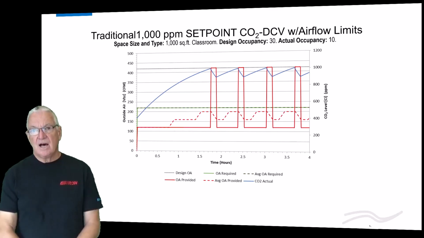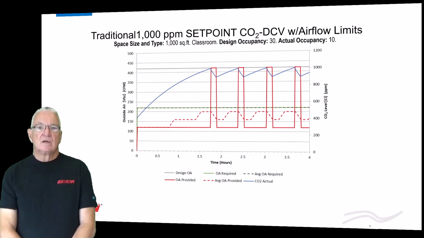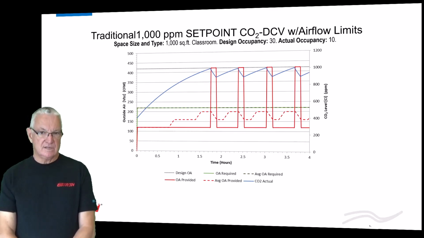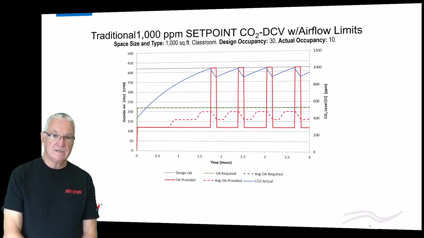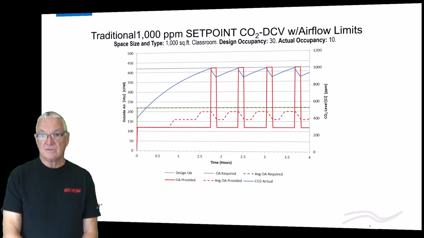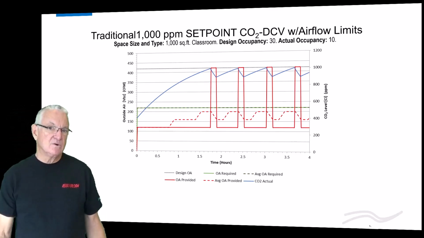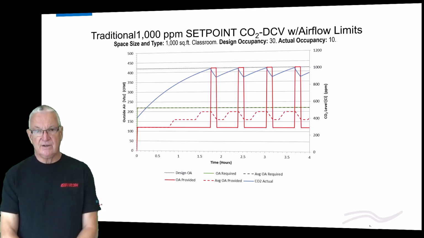But where the problem lies is on these spaces where you're bringing in less than the design occupancy. So here's that same classroom that only has 10 students in it. And what you see is that the green and the red, they're not together, okay? In fact, you never provided the ventilation required to satisfy Standard 62. But the CO2 levels look great. So people that don't understand this would say, oh well, the air quality was fantastic. Well, the air quality is not fantastic. You've underventilated everybody. You never got to the amount of outdoor air you needed.